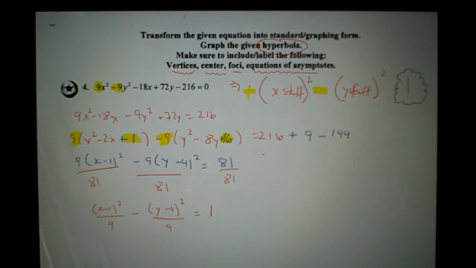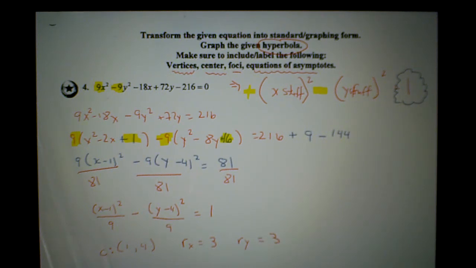So we have a center of 1, 4. Our x is under the x stuff. And that's not 9, right? That's 3. Our y, in this case, is also 3.